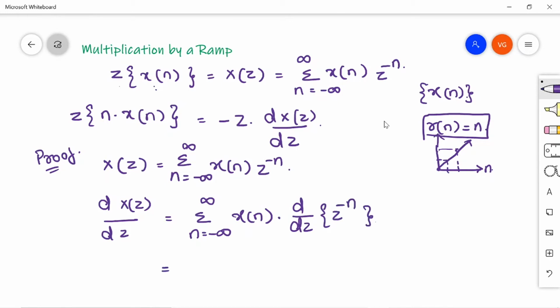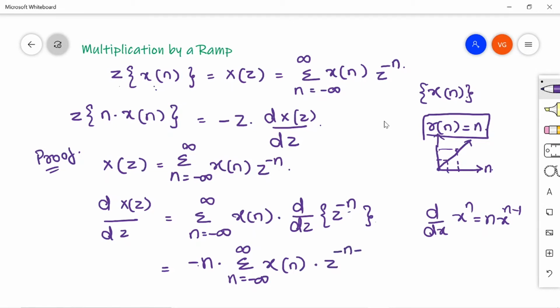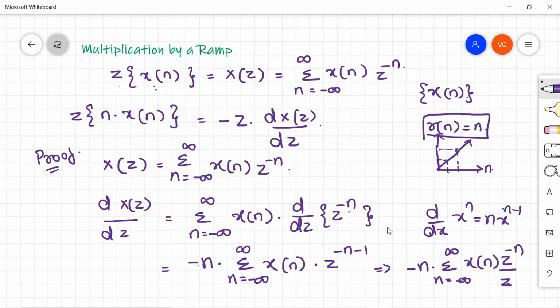So this can be written as, d/dx of x^n is n times x^(n-1). So this will be minus n, sigma n running from minus infinity to infinity, x[n]. This minus n I am writing outside that sigma part, then z^(-n-1). So this can be written as minus n into sigma n running from minus infinity to infinity, x[n] z^(-n) divided by z. Now you bring that z to the other side, towards the LHS.